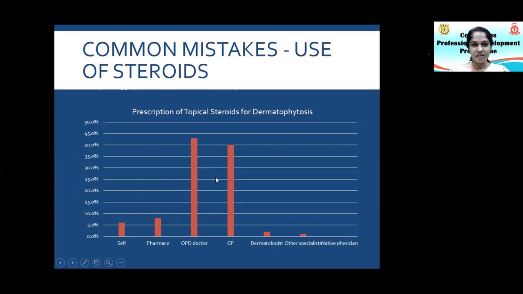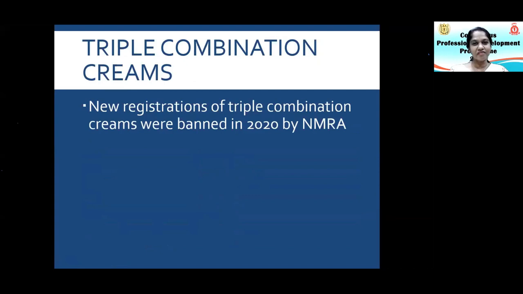It is partly we are responsible for not educating you all. And then it was very disheartening to see these results. So because of this, the Sri Lanka College of Dermatologists took measures, we were really interested in teaching. And also we wrote to the NMRA about these triple combination creams. Because of this, from last year, the new registrations of triple combination creams are banned by the NMRA.